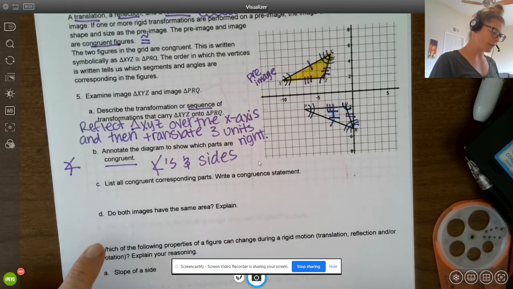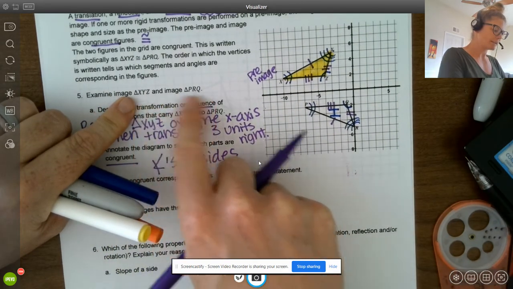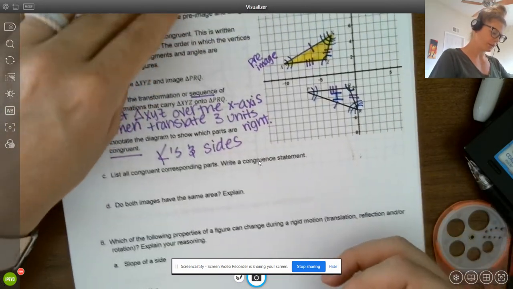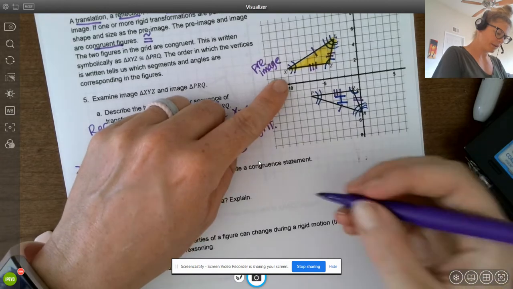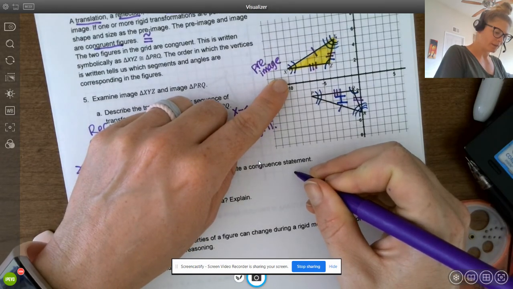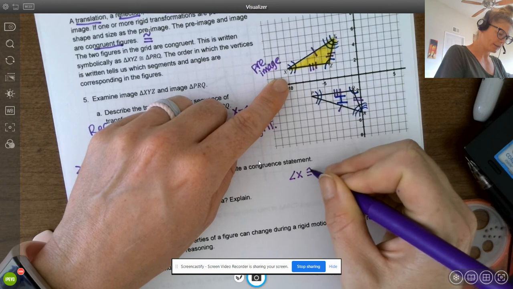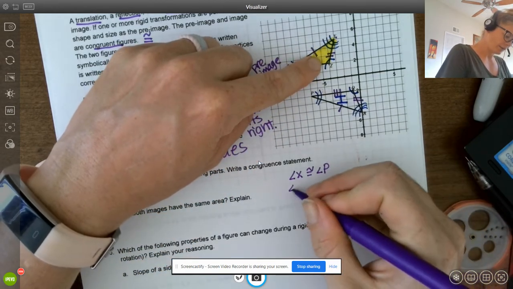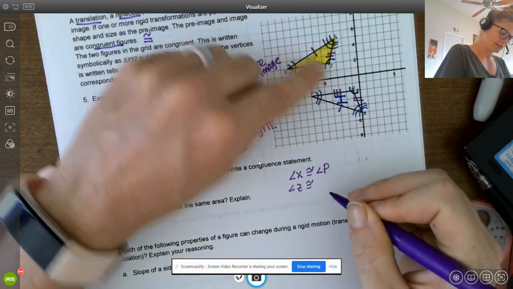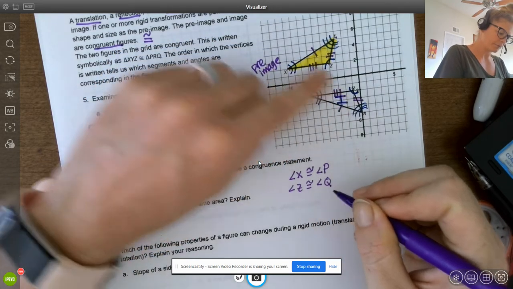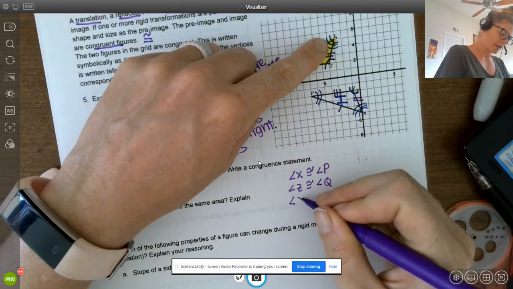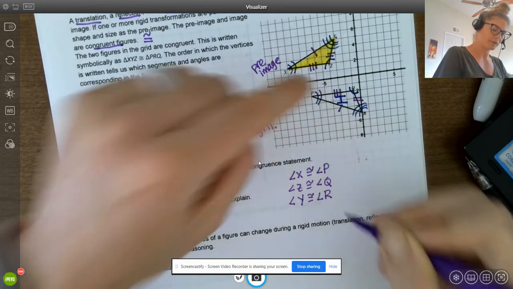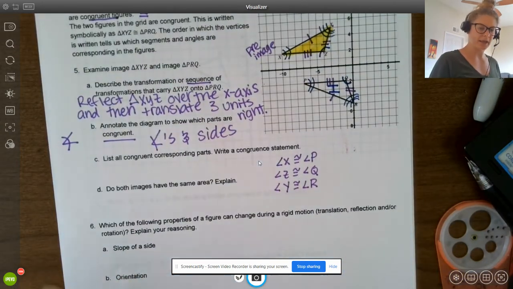Well, let's start with the angles. You can use the statement here if you want, or you can use the diagram. So using our diagram, we can say that angle X is congruent to angle P. Angle Z is congruent to angle Q. And the last one, angle Y, is congruent to angle R. So those are our congruence statements for our angles.